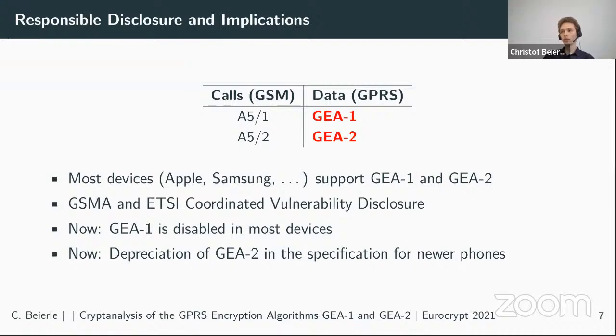So we made a responsible disclosure before we published our attacks. We went to GSMA, which is the organization of all mobile network operators, and also to ETSI, and participated in this vulnerability disclosure program, with the goal that now GEA1 is disabled in most devices. So there were security patches that got rid of the GEA1. And in the long term, GEA2 will also be forbidden in new releases. And right now it is discouraged to be implemented.